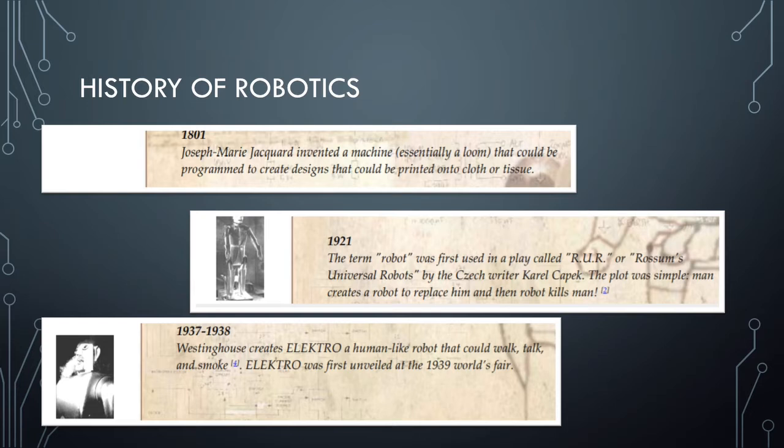A little bit later, 1937, 1938, not so very long ago, the Electro robot was created, very human-like. It could walk and talk and even smoke. That says a little bit about that time period, that was one of the activities it did. This was a big deal. The robot was created and then unveiled at the World's Fair. They unveiled it for thousands and thousands of people. So this is a huge mark of the development of robotics in history.